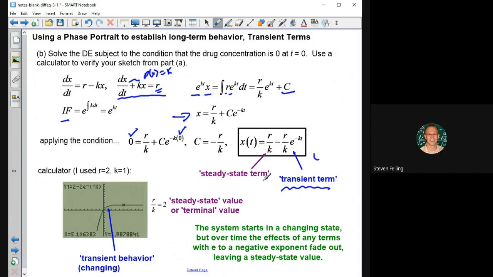And if you were to graph this solution right here, I just picked a couple values for r and k, you'll get something that looks like this. We said we started here at 0. This will ramp up. And so for this part where things are changing, that's what we call transient behavior. It's still in the process of changing. But at some point when this term fades away, we subtract less and less and less until finally we get to this place out here, which is r over k, which is 2, which is the steady state or terminal value. So the system starts in a changing state, but over time, the effects of any term that's transient fade out and you're left with just the steady state solution.